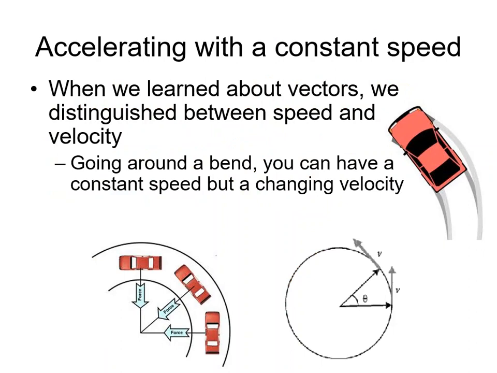Back when we learned about vectors, we had distinguished between speed and velocity. So remember, velocity is how fast we're going in a particular direction. Speed is just how fast we're going. Okay, and that distinction here is going to be important because that is how we are accelerating. Acceleration means we have a change in velocity. It's not necessarily a change in speed.